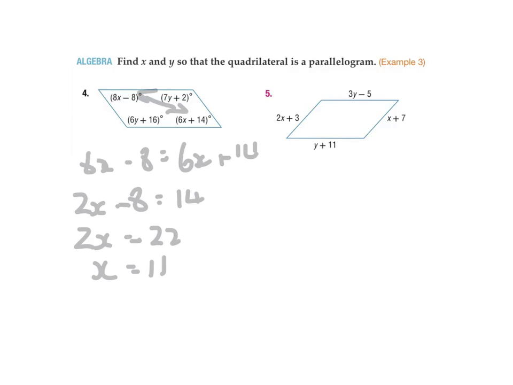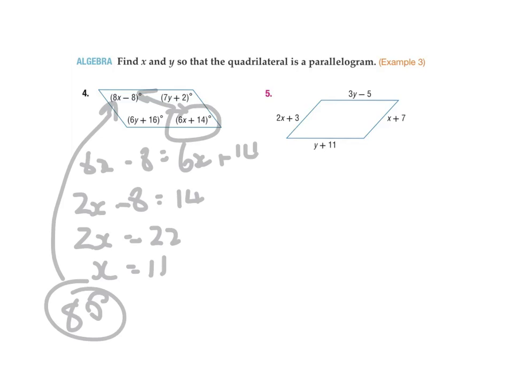So if we plug it into the 8x minus 8, 8 times 11 is 88, minus the 8 will give you 80 degrees for this angle here. And 6 times 11 is 66, and 66 add 14, this angle here will also give you 80 degrees. Both of them are the same. You're good to go on the x's. To show it's a parallelogram, you've got to do the y's as well.